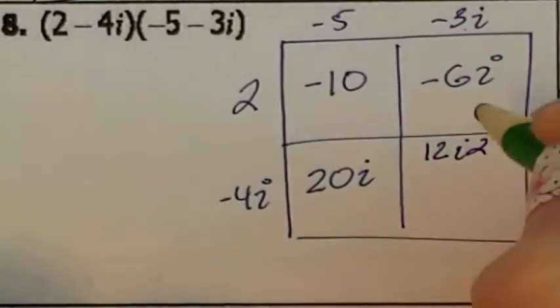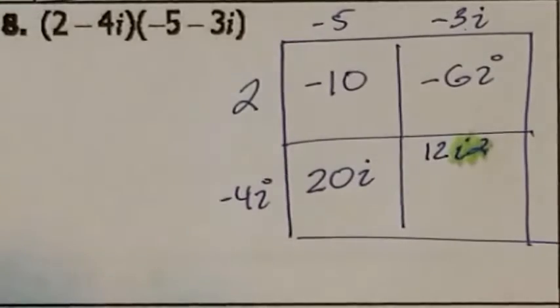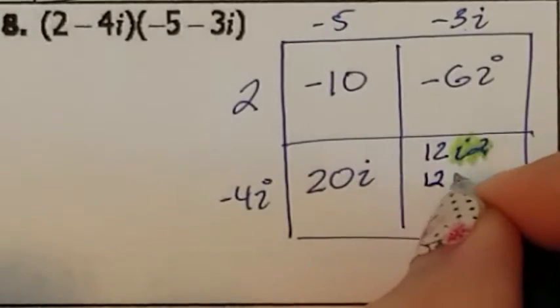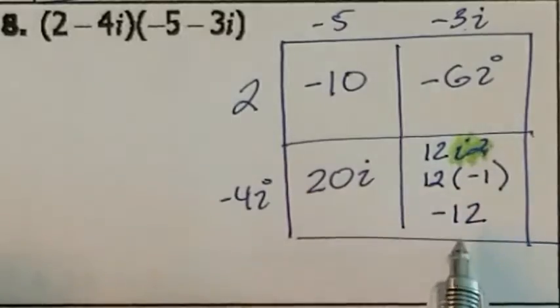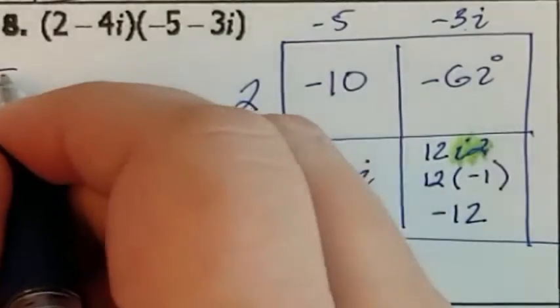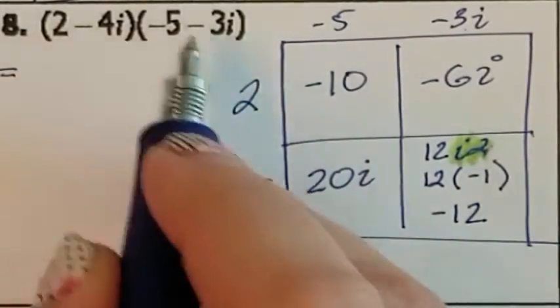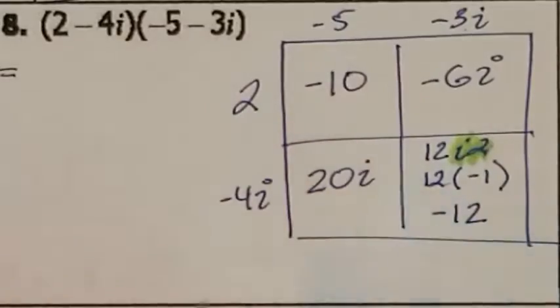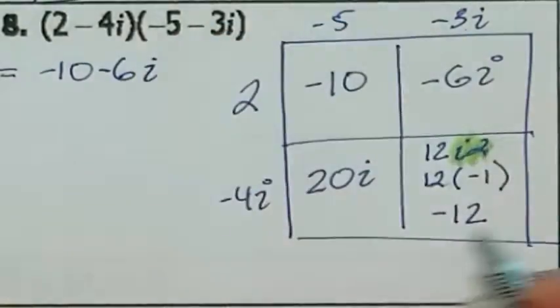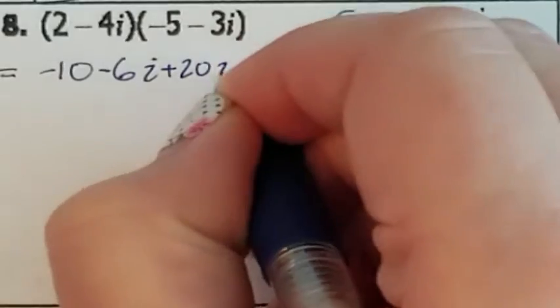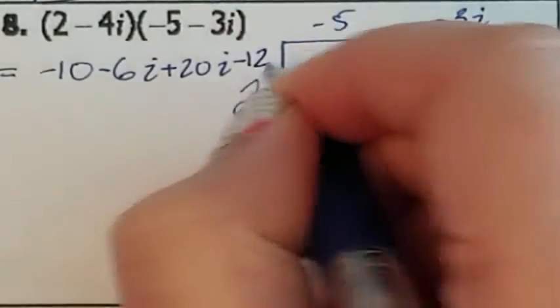But you know that you can simplify the i squared to be a negative 1. So this is a 12 times a negative 1, which gives me a negative 12. So this square simplifies down to negative 12. My final answer for distributing all of these is the sum of these squares. So negative 10 minus 6i plus 20i minus 12.